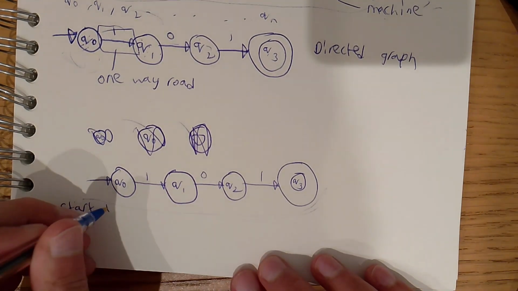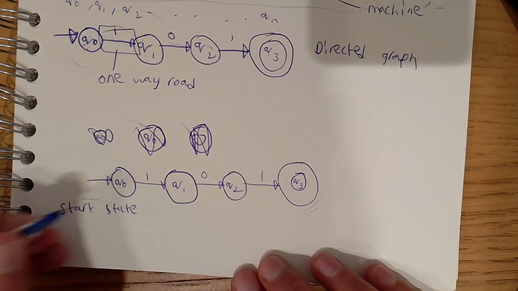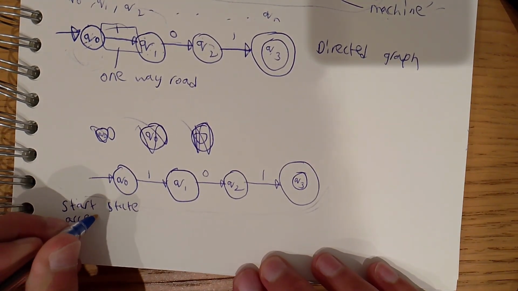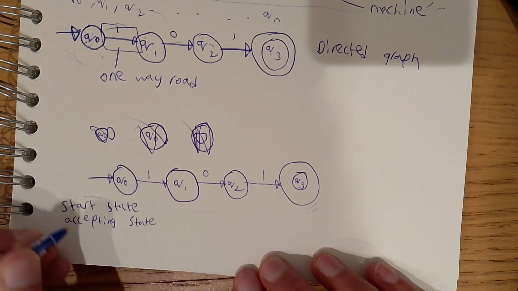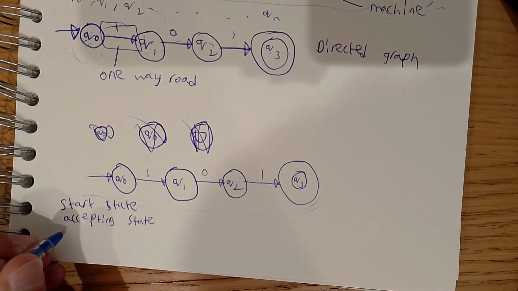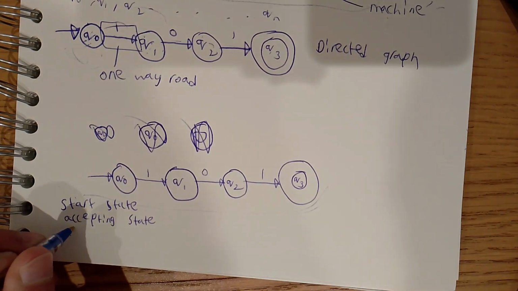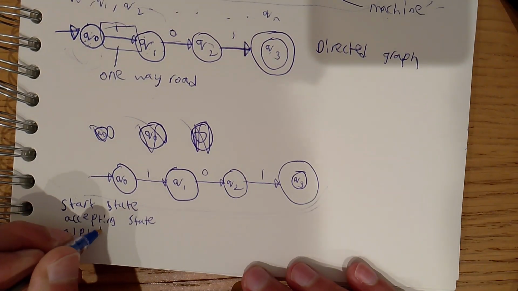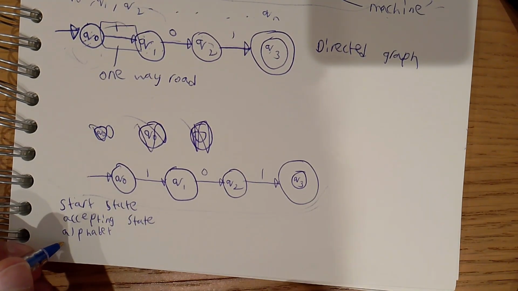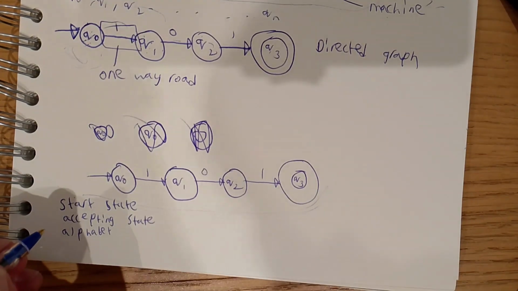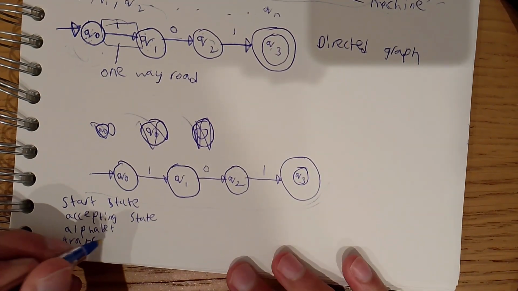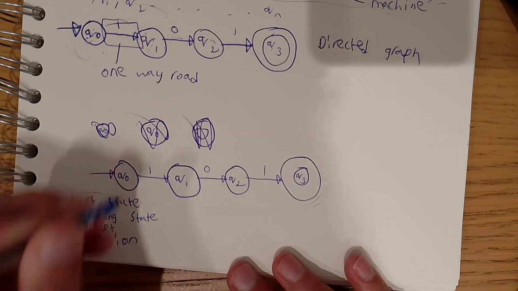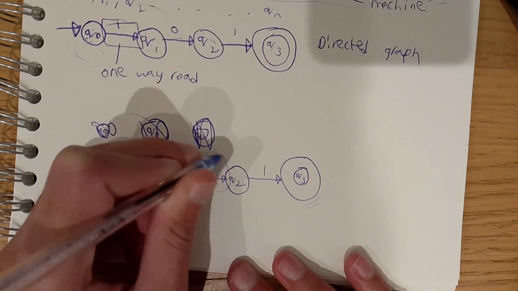There's a start state, an accepting state, there is an alphabet, and oh yeah, transitions that we talked about before. The transitions are these edges here.